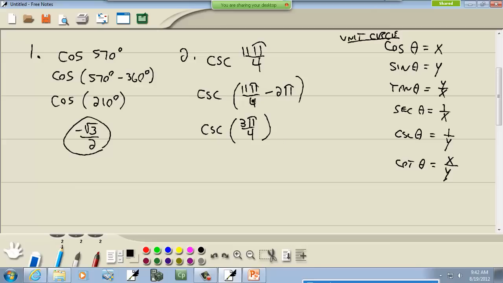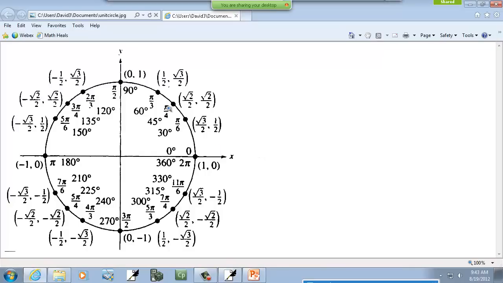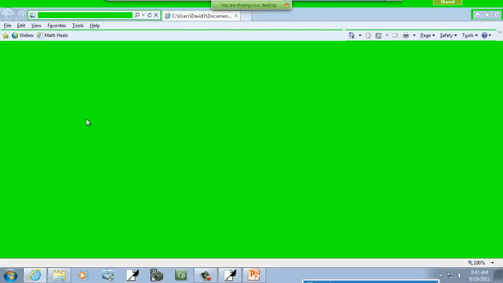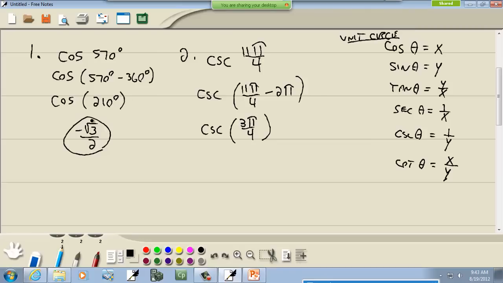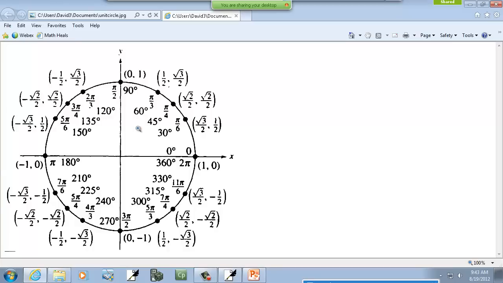You will find a lot of things in mixed number form where we can use that little trick. Again, I took negative 2 pi times 4 gives us negative 8 pi, plus 11 pi gives you 3 pi. Then your denominator stays the same. 3 pi over 4. Well, that is on our unit circle. Okay, so I got 3 pi over 4.